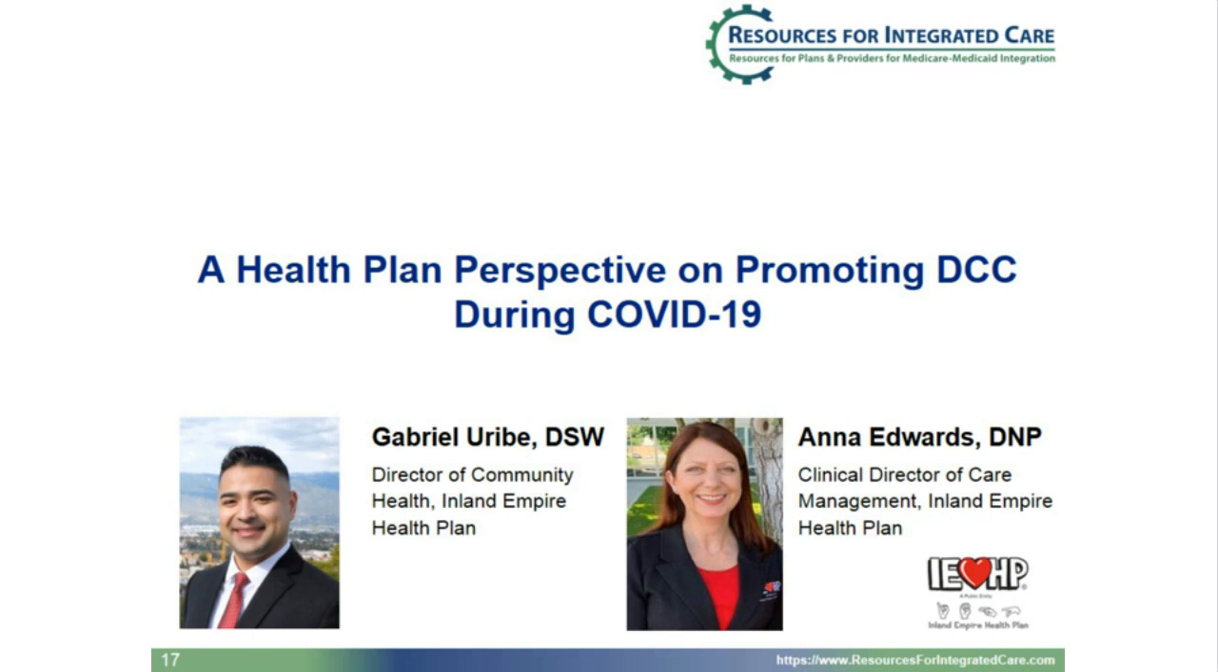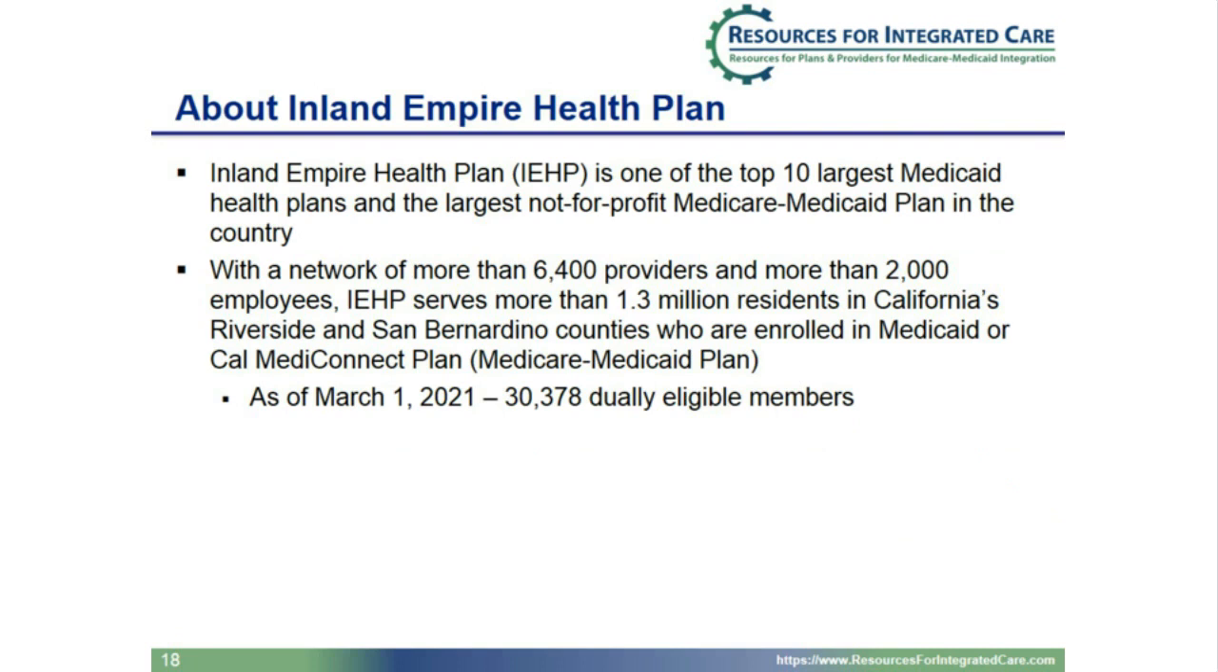A little bit about IEHP, if we can go to the next slide. IEHP is one of the largest dual health plans in the country with a network of over 6,000 providers and 2,000 employees. We provide healthcare for about 1.3 million folks in California's Riverside and San Bernardino County, and about 30,378 are dual eligible members as of this March. And with that, I'd like to pass it over to my colleague, Dr. Anna Edwards, who will get us started on some of the interventions that IEHP engaged during COVID-19. Next slide.